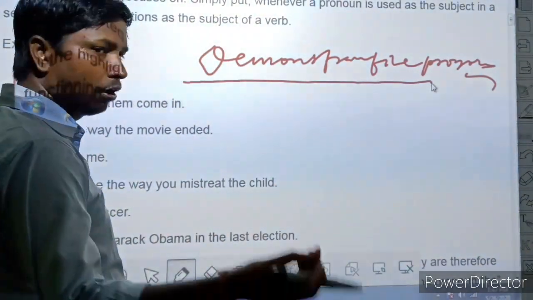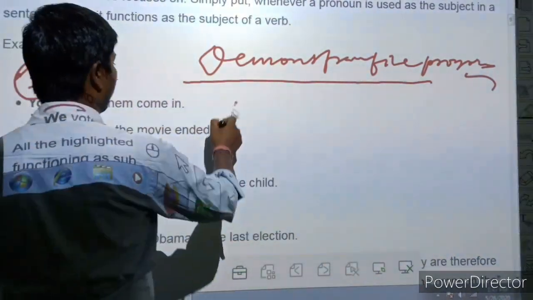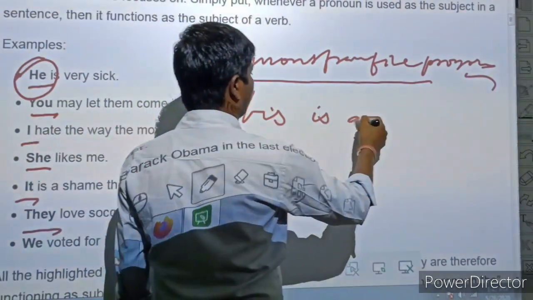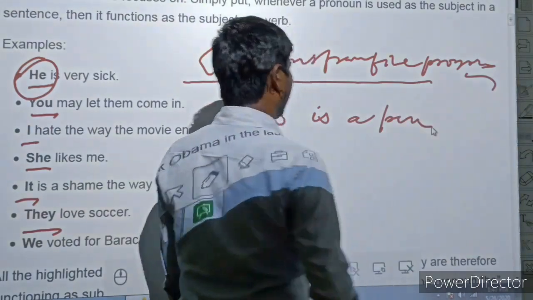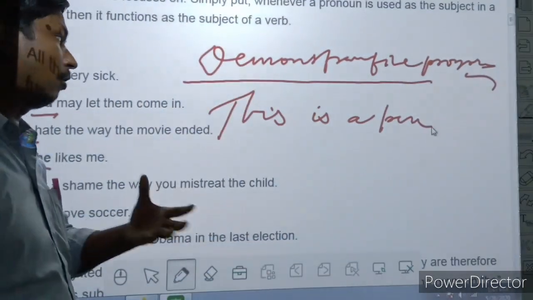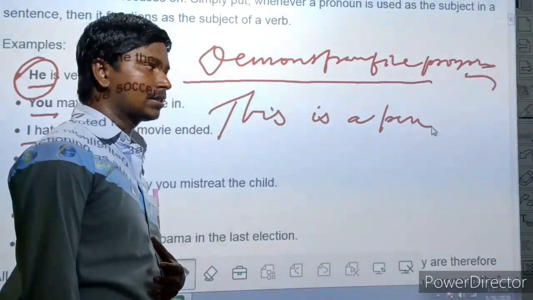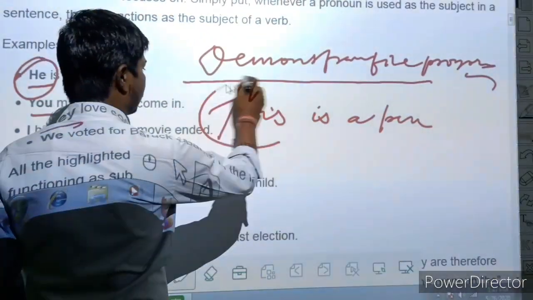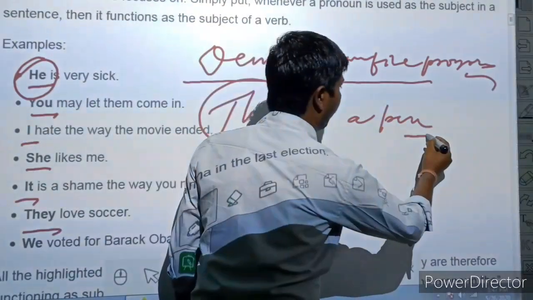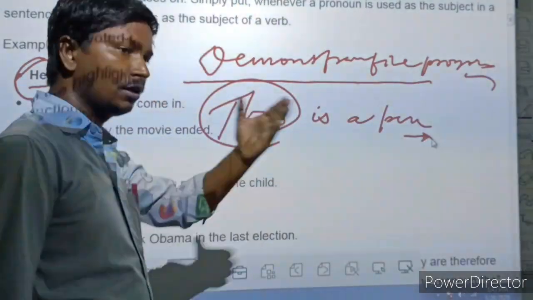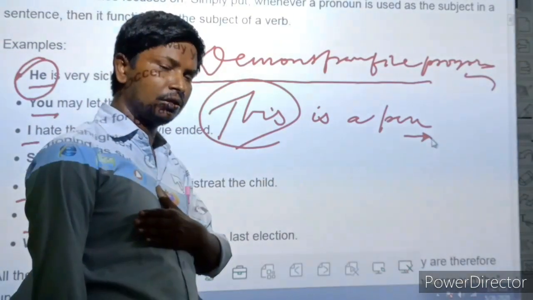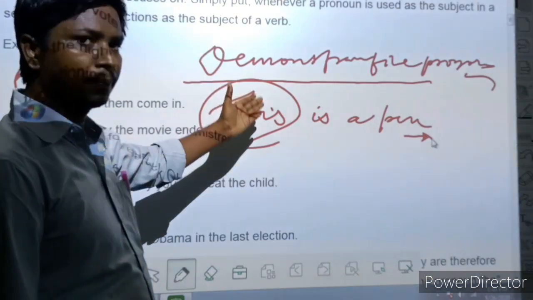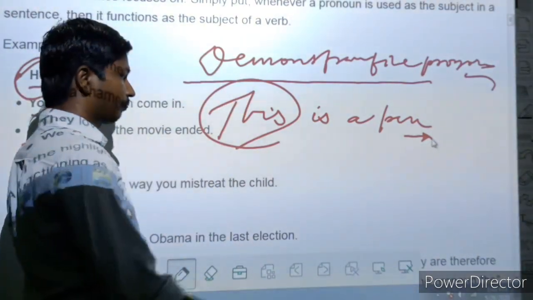Like this is a pen. When some object, some noun or pronoun is near to us, the demonstrative pronoun used is this. Like this pen is very near to me. Then we can say it is demonstrative, and the pronoun that can be used is this.